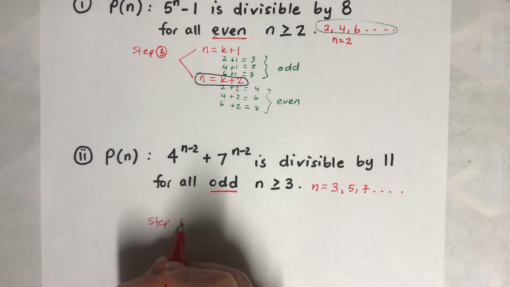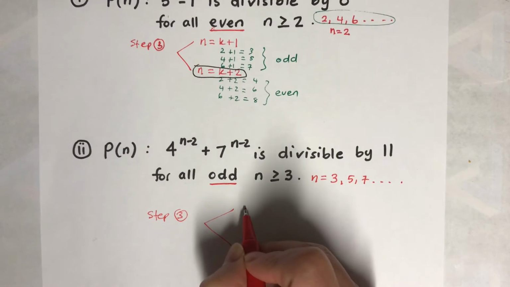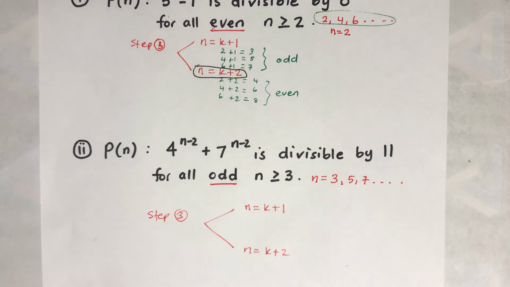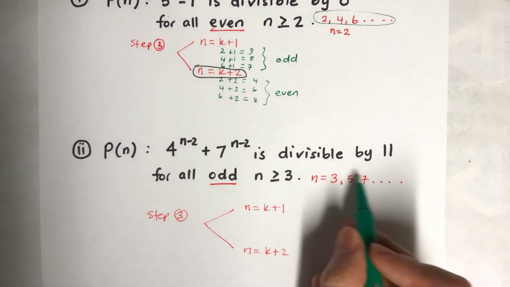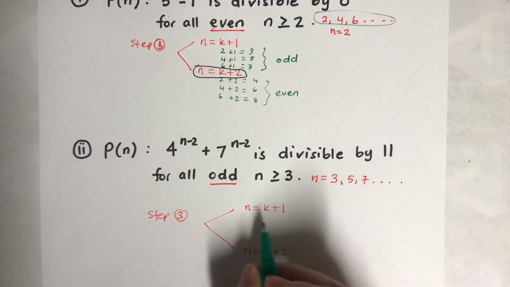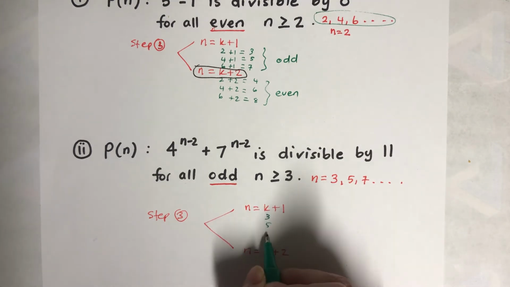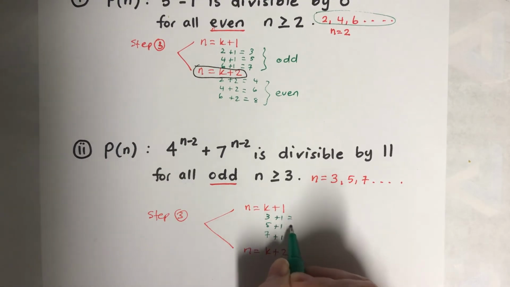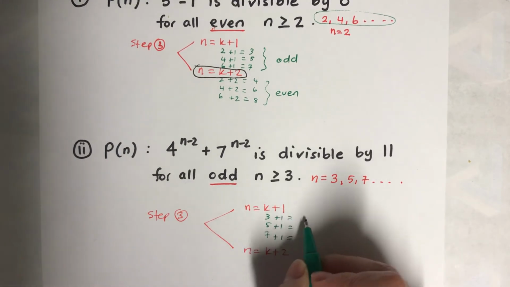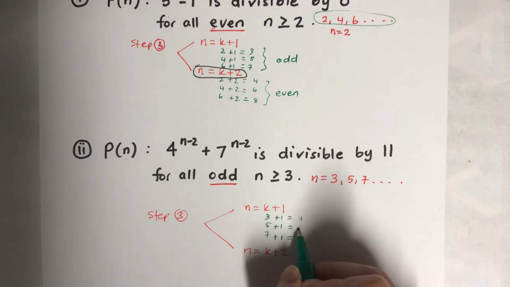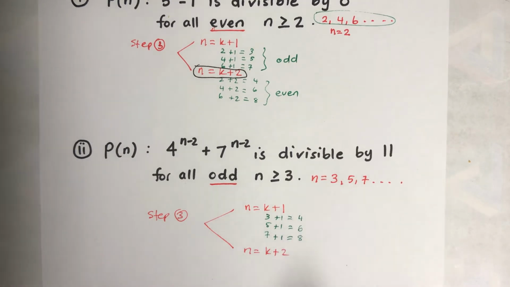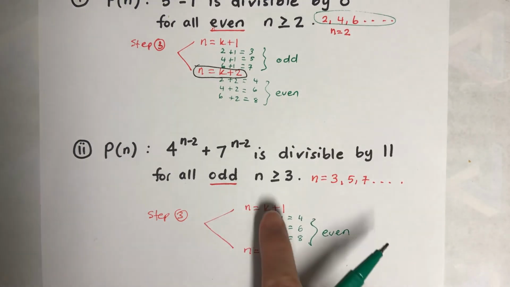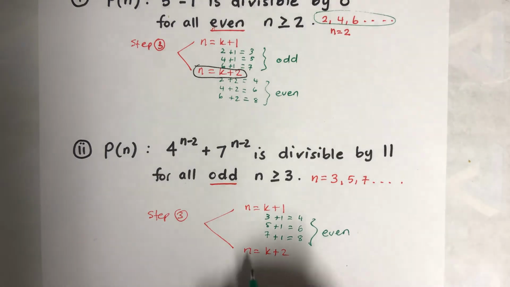Step 3 again. If I use n equals k plus 1 or n equals k plus 2, we know k is going to be all the odd numbers from 3, so it'll be 3, 5, 7. I'm just going to do 3, plus 1, plus 1, plus 1. What will I get? I will get n is 4, 6, 8. Now that's even, yeah? And that's not what we want. So definitely we can't use n equals k plus 1 to prove it.